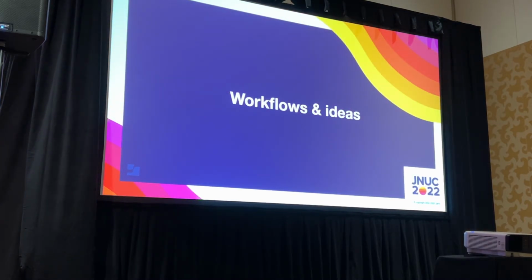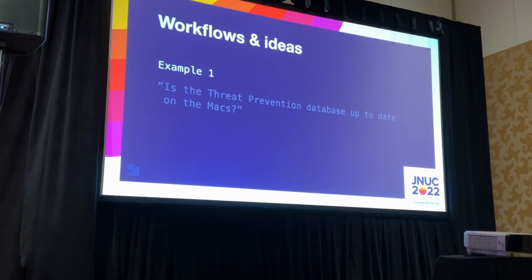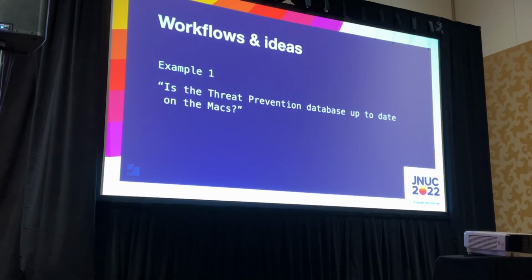So moving on, as I said, we're going to see now a couple of real life examples of what problems the API solves and why we would even want to use it. I'm going to start with a question that one might have: is the threat prevention database up to date on our Macs?